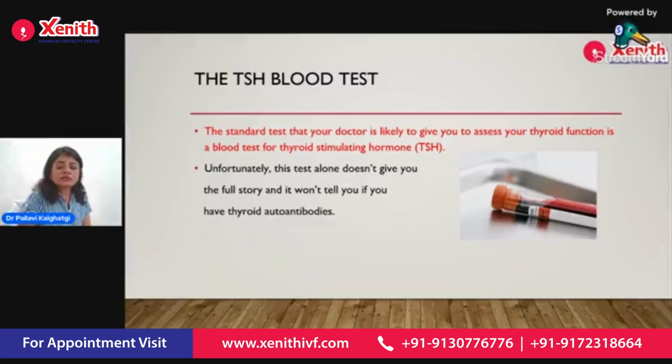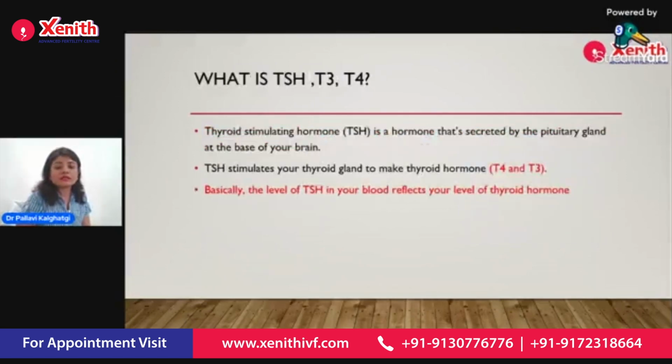Now, the thyroid test is basically reflecting your thyroid hormone, because like I said, TSH is produced by the pituitary. The pituitary is at the base of your brain. If TSH is normal, the T3 and T4, the thyroid hormones produced by the thyroid gland, are going to be normal. So the TSH is basically the reflection of your T3 and T4. These are the basic hormone tests that will be done in your thyroid panel.